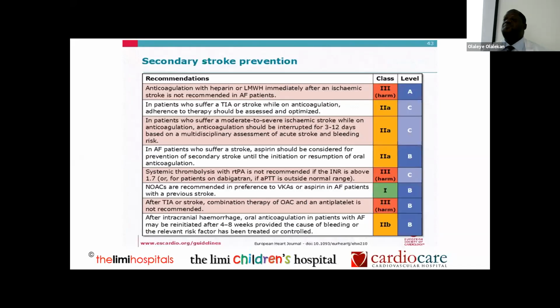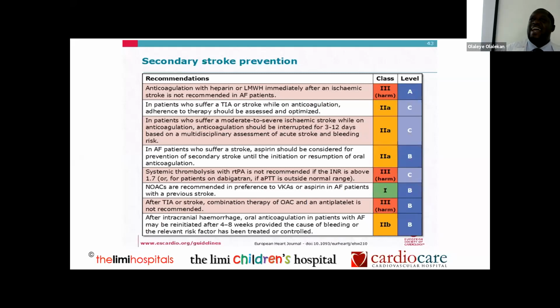Then, for those people that have developed the stroke, what are you going to do? Don't start anticoagulants or heparin immediately after the stroke. You need to wait. This is now the time where you can give them your aspirin while waiting.